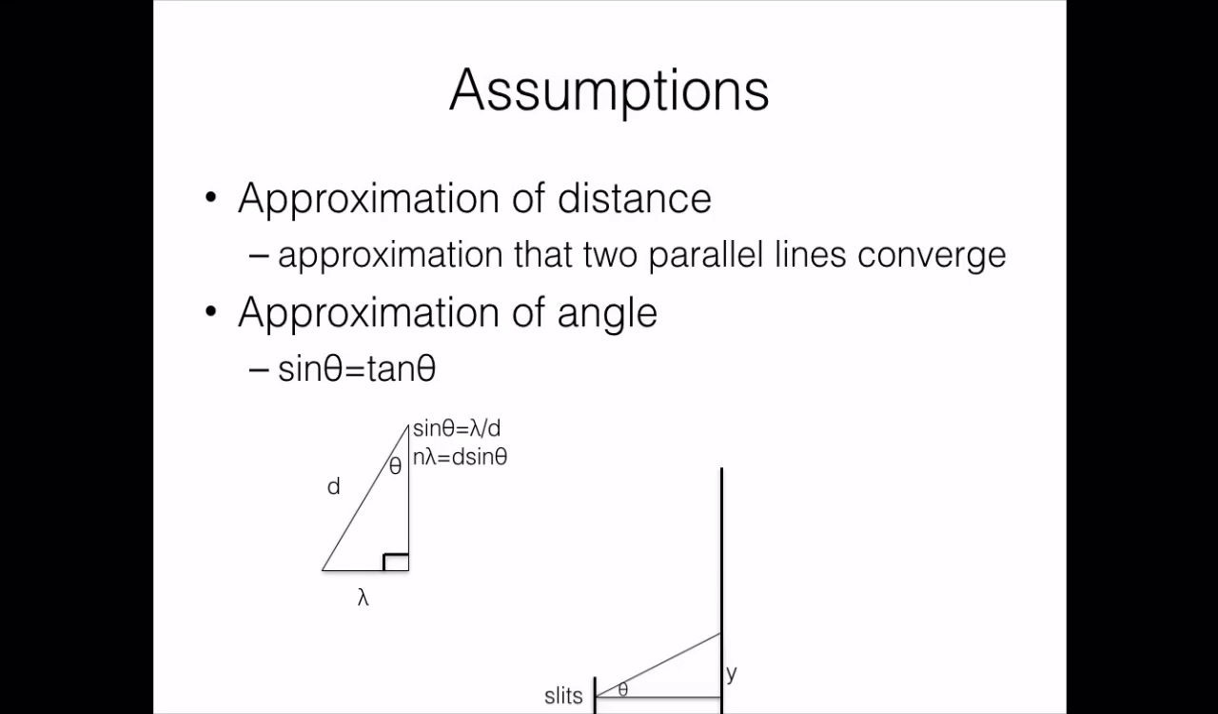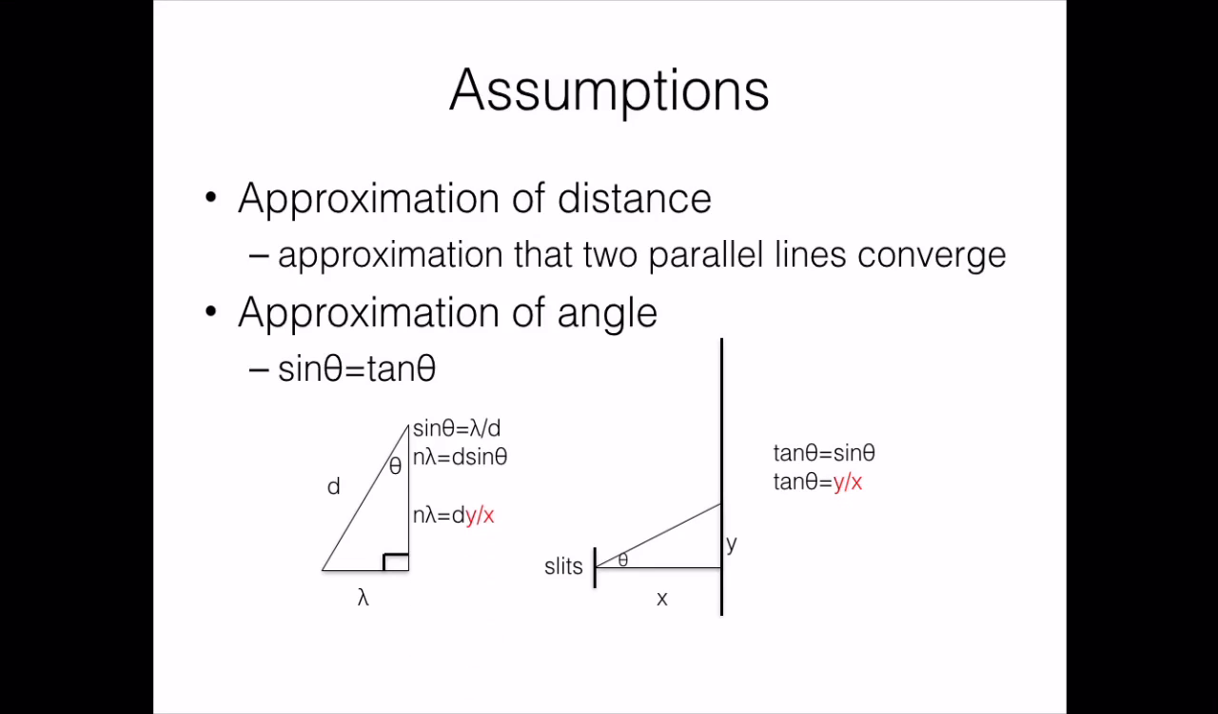In the next diagram, we could use the approximation of small angles to determine that tan theta is equal to sine theta. We could then say that tan theta is equal to y over x. So now we could say that sine theta is equal to y over x. We could plug that back into our original equation and completely eliminate sine theta. So we have that n lambda is equal to d y over x.